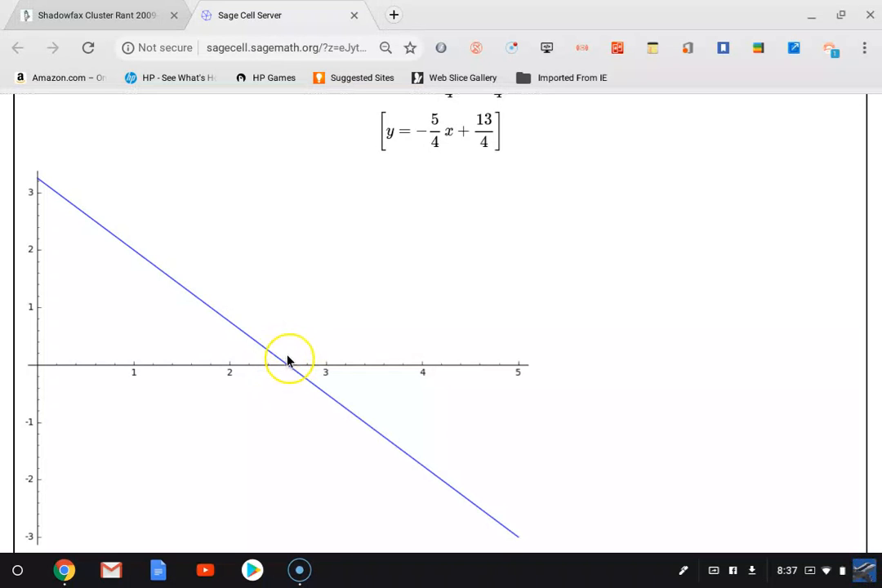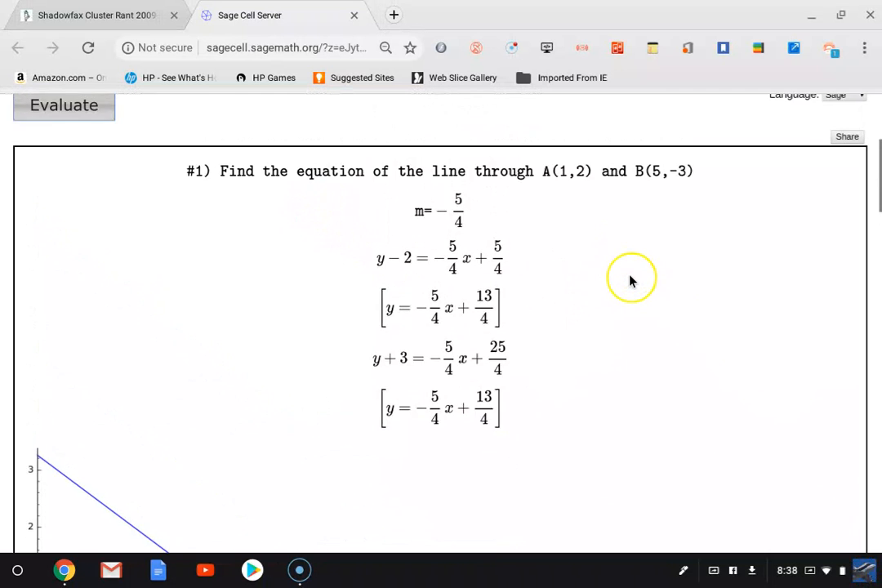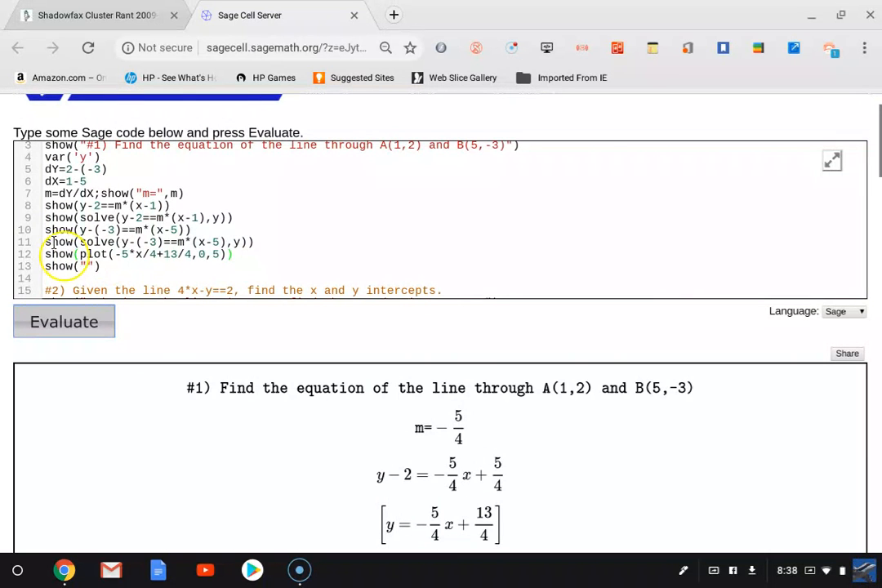And then the x-intercept is whatever this is. Let's see, 2.6-ish. Is that right? If you plug in y equals 0, you get x equals that. So let's subtract 13/4, divide by -5/4. You're going to multiply by -4/5. So it's going to be 13/5, and that is 2.6. Yeah, it is. So that's the line, and that's the equation, and there you go, done.